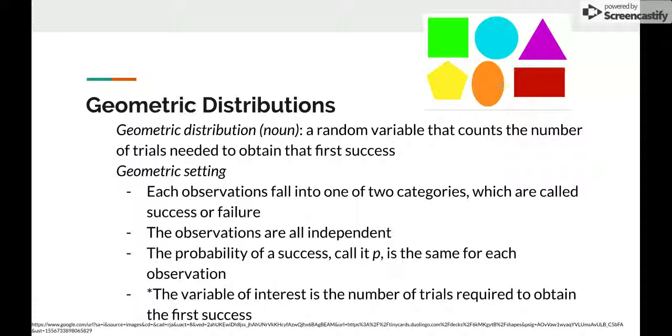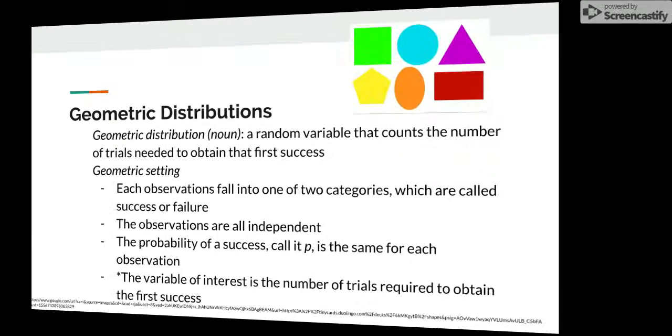So, again, it has 4 criteria that must be met. Each observation must fall into one of 2 categories, again, success or failure. All observations must be independent. The probability of success, p, must be the same for each observation, and this is where geometric is different than binomial. The variable of interest is the number of trials required to obtain the first success.